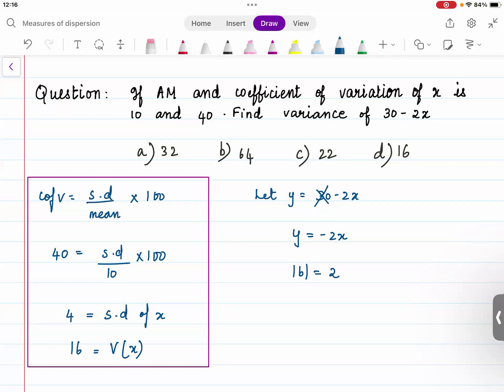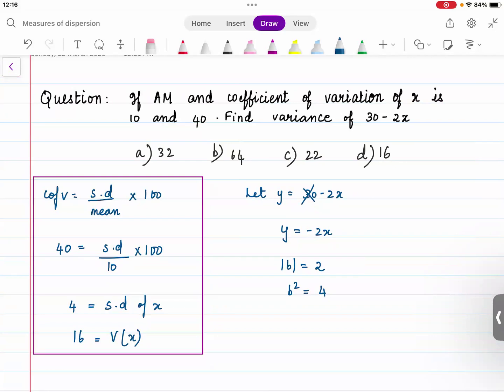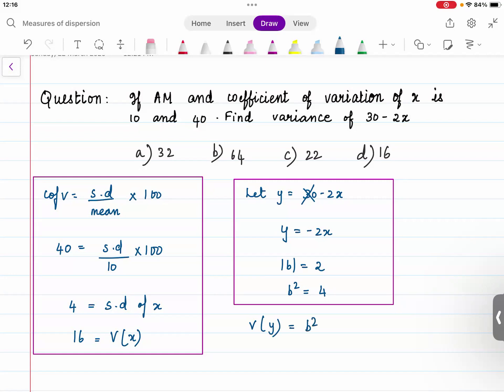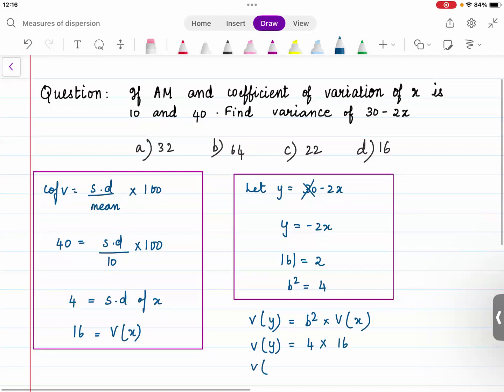Now recall the relation between variance of y and variance of x. Variance of y is equal to b square into variance of x. So let us find b square. What is b square? B square is equal to 4. Now let us use the relation between variance of y and variance of x. Variance of y is equal to b square into variance of x. So variance of y is equal to b square, which is 4 into variance of x, which is 16. So what will be variance of y? Variance of y is equal to 64. Which option we should choose? Option B.